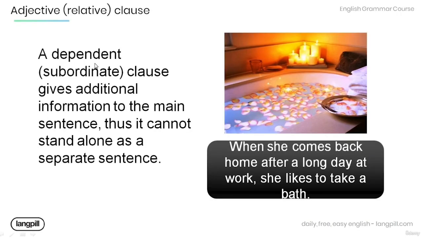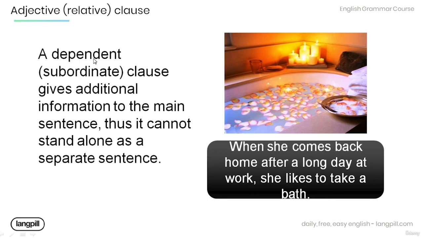Remember that a dependent or a subordinate clause gives additional information to the main sentence. Thus, it cannot stand alone as a separate sentence. Have a look at the example over here. When she comes back home after a long day at work, she likes to take a bath.